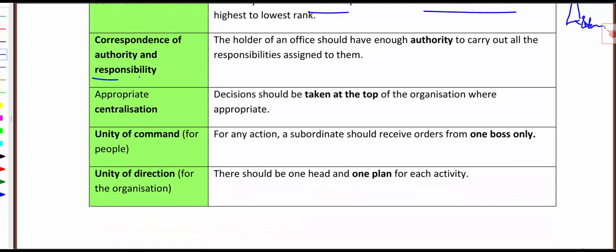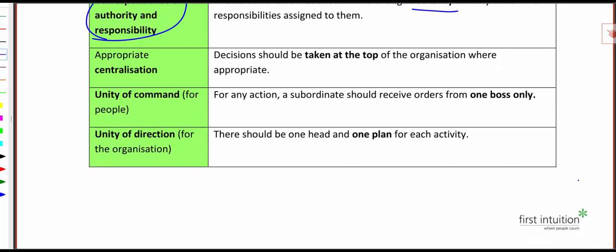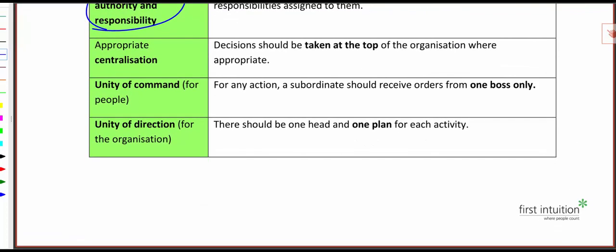What about authority and responsibility? So people who are in charge should have enough authority to carry out the responsibilities assigned to them. Well, that makes sense. If you're going to tell somebody to do something, you need to have the authority to do so. Appropriate centralization. So again, linking back to that hierarchy, decisions made at the top where appropriate. So classical theory would say the most decisions should really be made at the top somewhere.